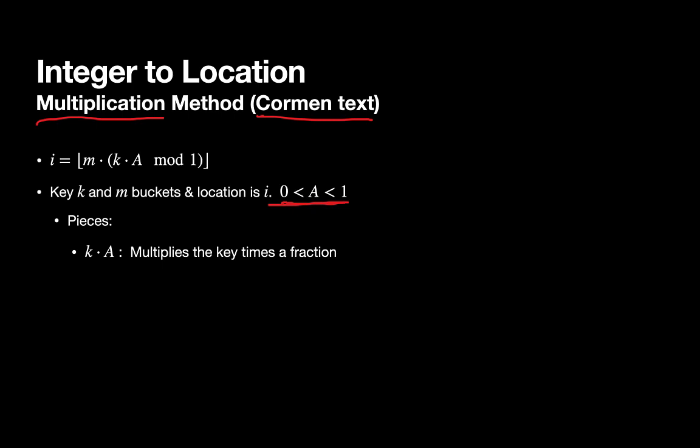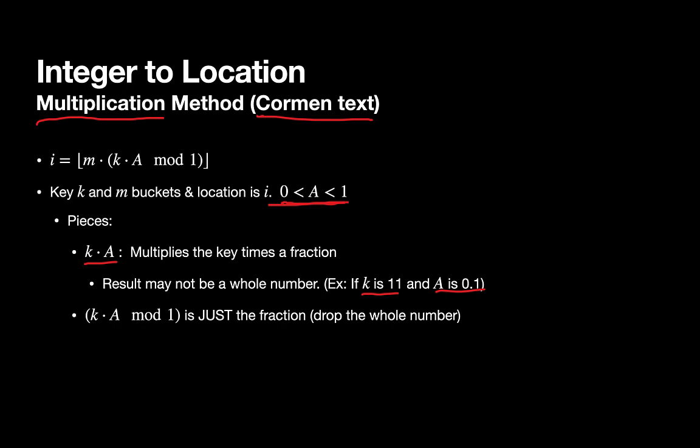So the individual pieces of this: the k times a is basically multiplying the key times some sort of fraction. So this will leave some sort of smaller value, possibly with a fractional result. It may not be a whole number. As an example, if the key is 11 and a happens to be 0.1, 0.1 times 11 would be 1.1. So it now has a fractional component.